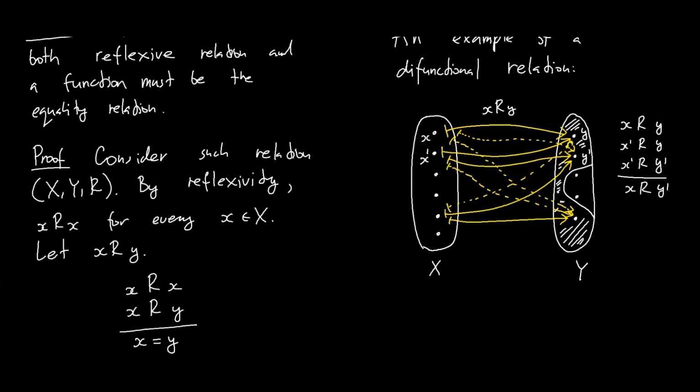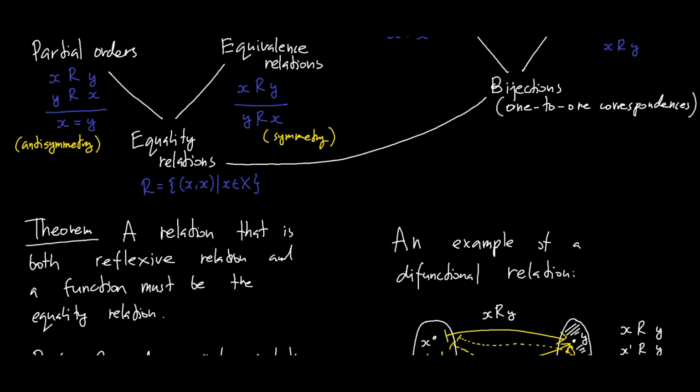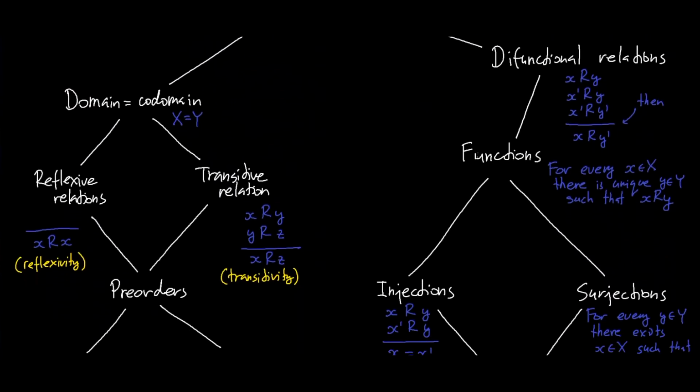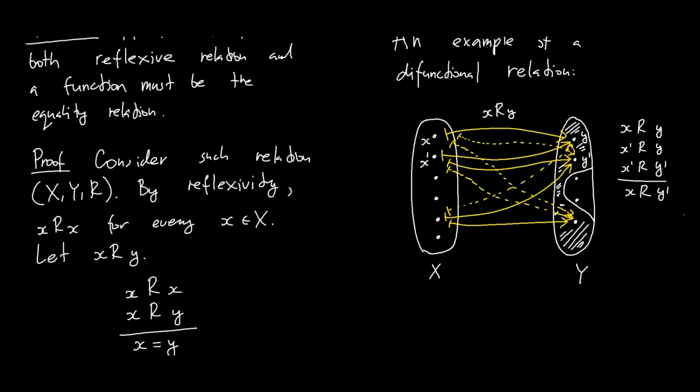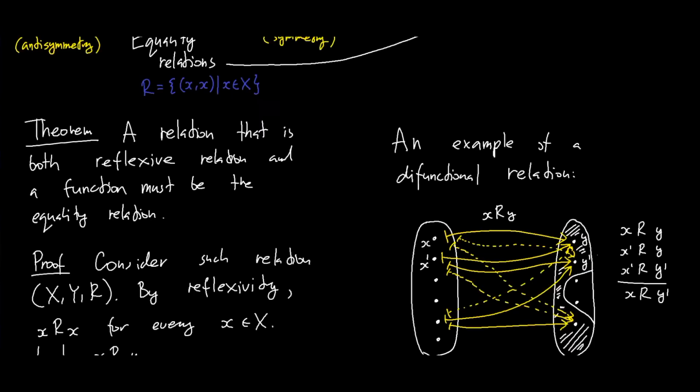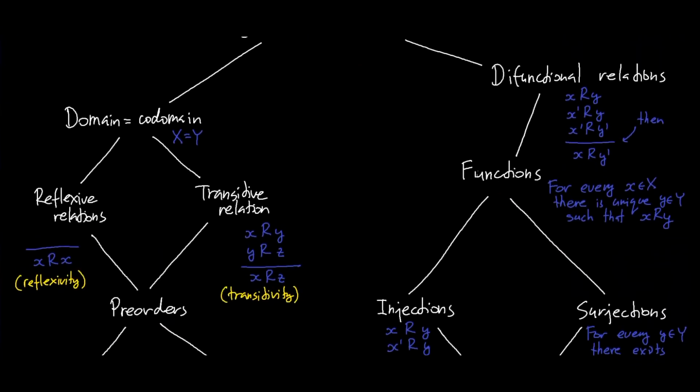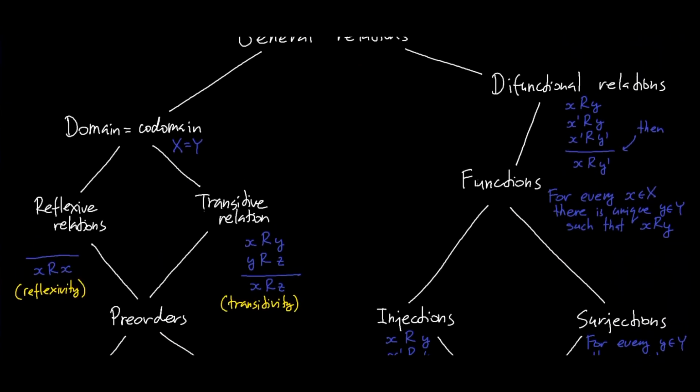Okay. Now going back here, we remarked that functions are difunctional relations. We also looked at an example of a difunctional relation, which is not a function, right? This cannot be a function because a single x value gets related to two different y values. But now let me go back to that observation that for reflexive relations, transitive and difunctional relations are the same.